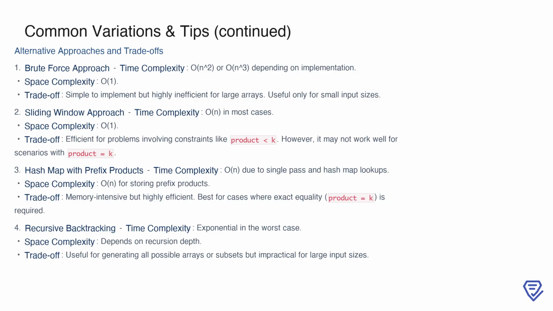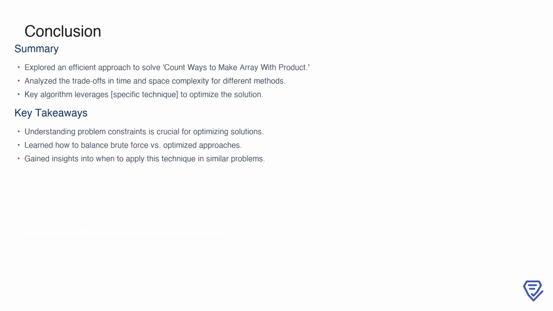Finally, recursive backtracking can be used to explore all possible combinations, but its exponential time complexity makes it suitable only for small input sizes. Understanding these approaches and their trade-offs is key to choosing the best solution for a given problem scenario. Great work! In this session, we covered the key concepts and strategies to solve count ways to make array with product. Keep practicing and applying these techniques to enhance your coding expertise.